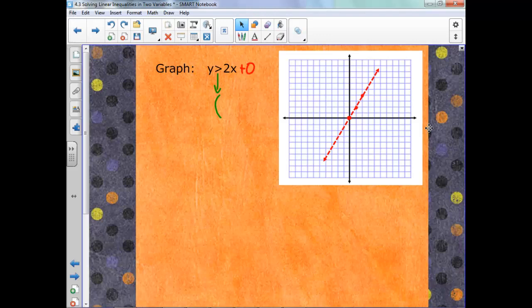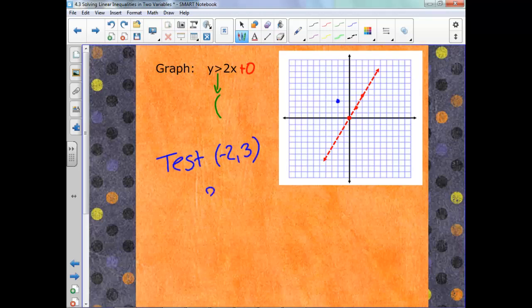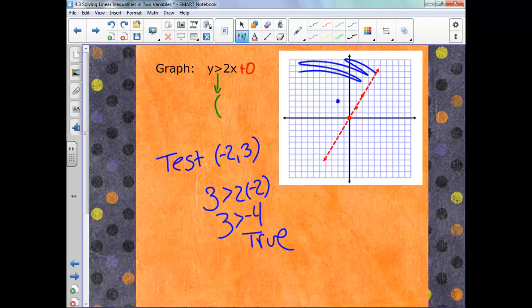So we'll have a dashed line through them. Once again, pick our test point. Notice we can't pick 0, 0 because it's on the line. I'm going to go ahead and just test this point, which was -2, 3. So our y is 3. Our x was -2, so 3 is greater than -4. Notice this is a true statement, so that means this side is true. So any point in here would satisfy our inequality.